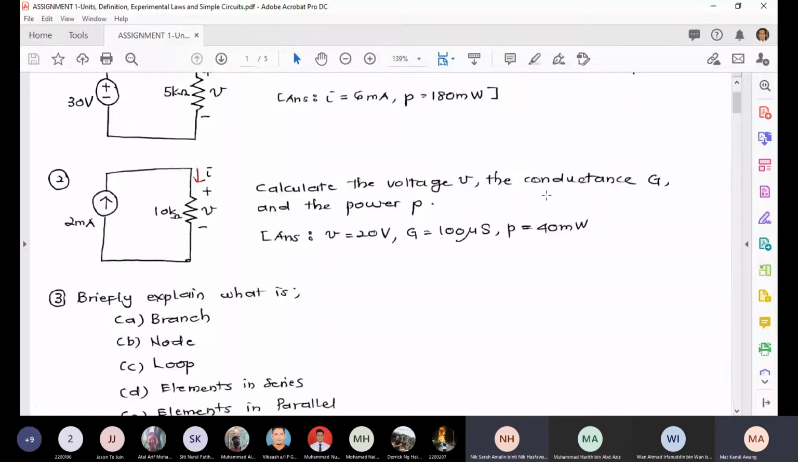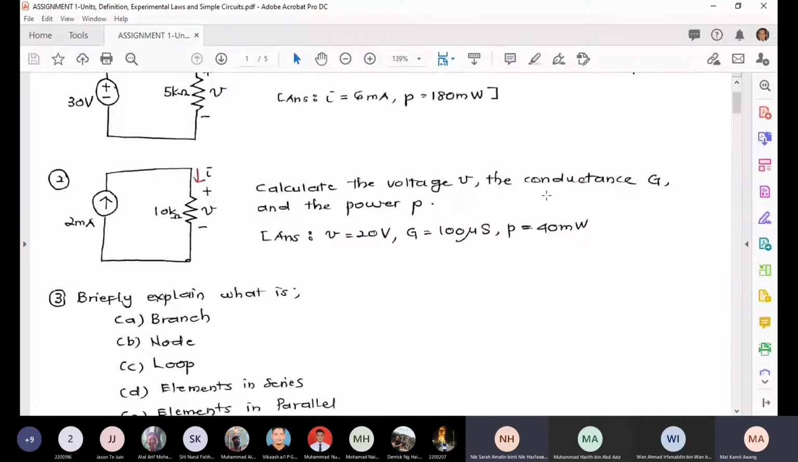What is conductance? The one that you use the unit mho. Conductance is the reciprocal of resistance, so 1 over R. 1 over 10. 1 over R, resistance, or 1 over R, conductance.